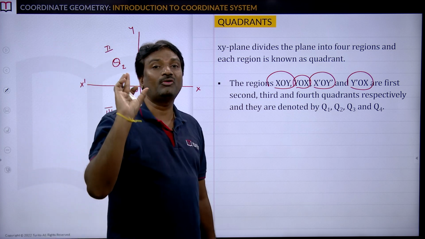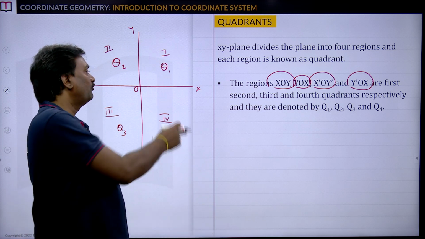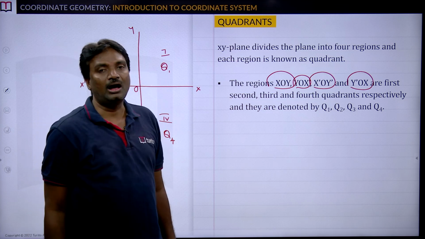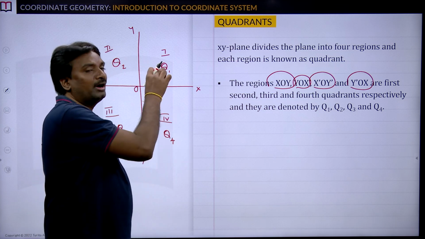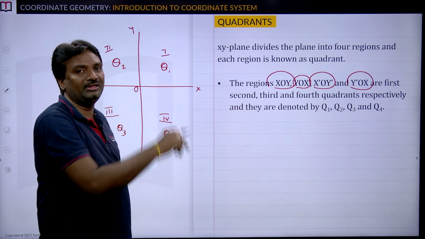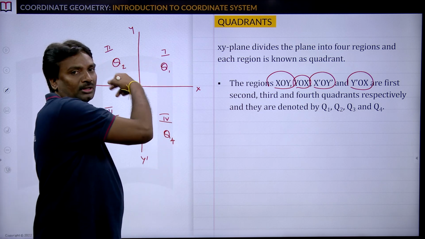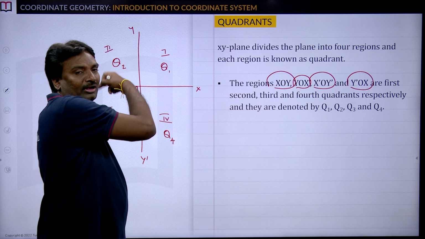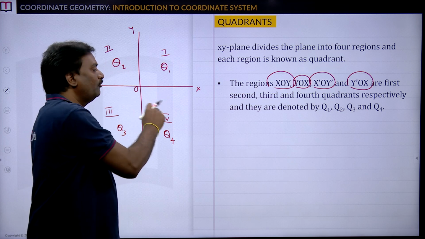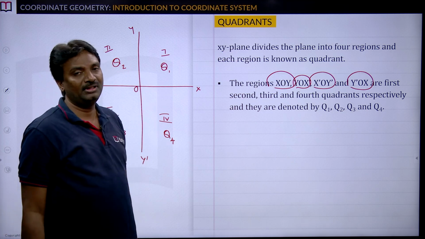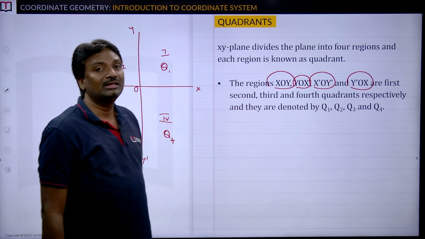So quadra means 1/4. Total 4 regions or 4 parts are there. Each part can be taken as one part of the total. So this is 1 by total, 1/4. Second, that is also 1/4. Third, that is also 1/4. Fourth, that is also 1/4. So that's why we are calling them quadrants.